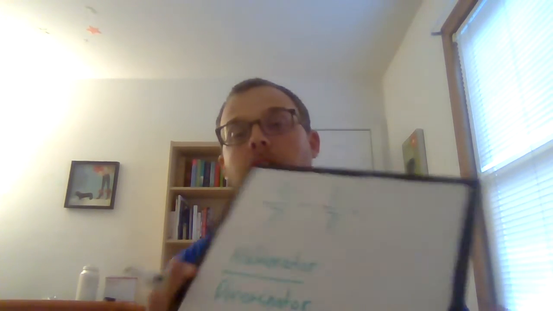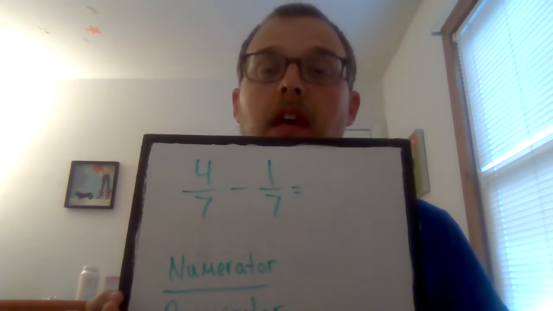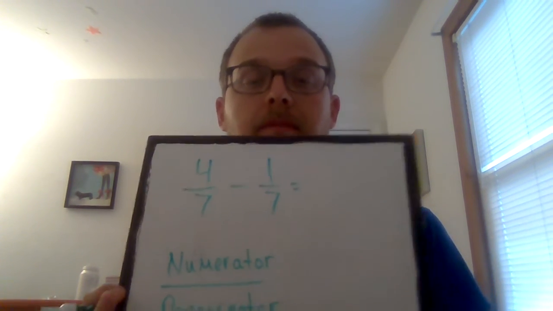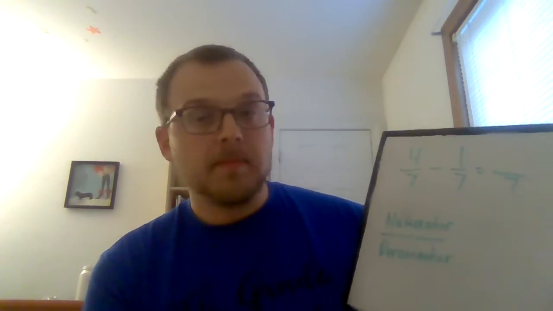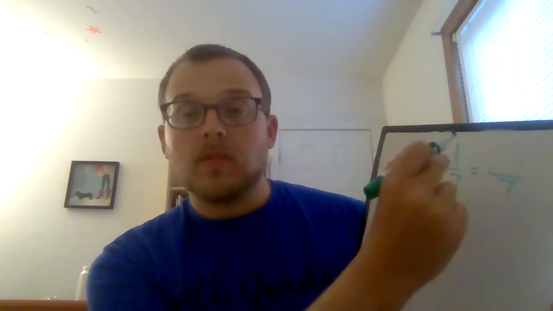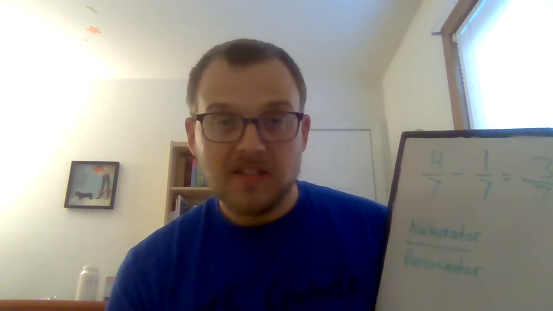I'm going to do one. I'm going to have you do one. Mine is going to be 4/7 minus 1/7. Now, like when adding fractions, our denominator stays the same, and our numerator is what's changing. So 7 stays the same, and 4 minus 1 equals 3. That's it. It's pretty easy. You guys can do this.